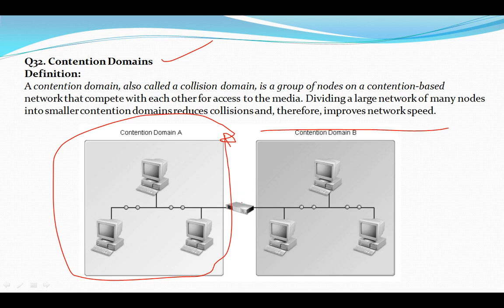For example, data is coming to this switch and it has to go this side, and if we have made these contention domains, it will not go this side. We can configure a few things here, like VLAN and all, so it will give you high speed.